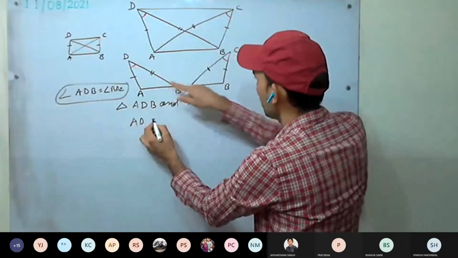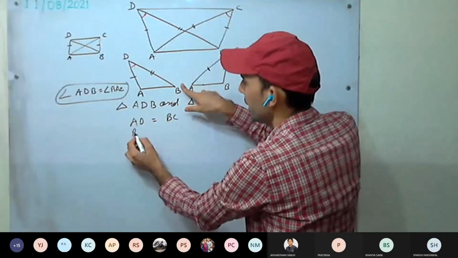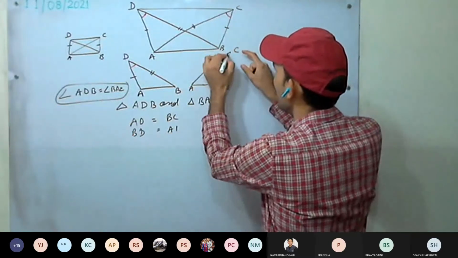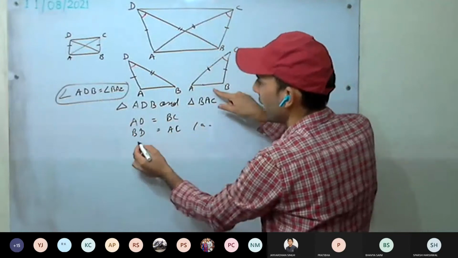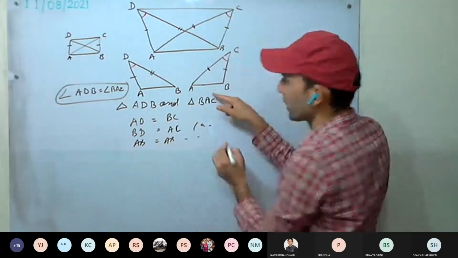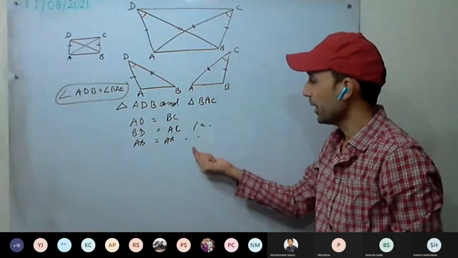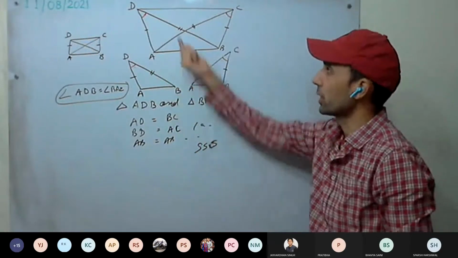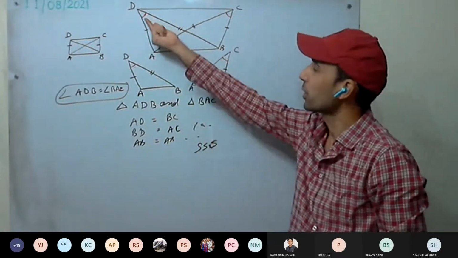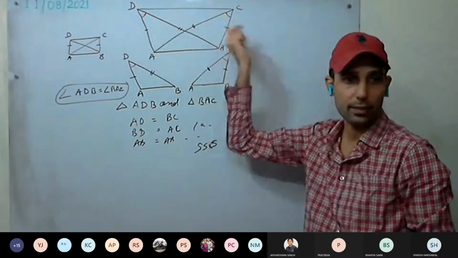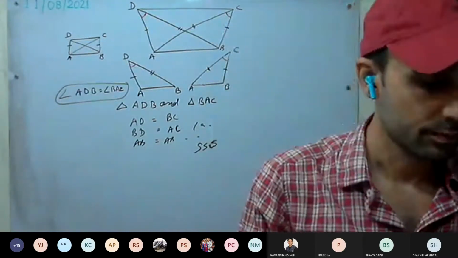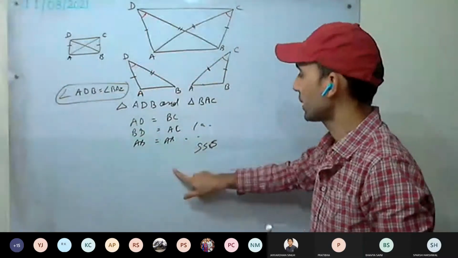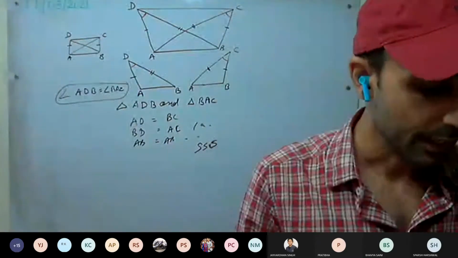So AD equal to BC given, BD equal to AC, it's given again, and AB equal to AB common. They are common side. So by SSS theorem, they are congruent. This triangle is congruent to this triangle. It means corresponding angles. This angle equal to this angle. You can do that. Can you do it now? Yes, sir. Last by CPCTC.